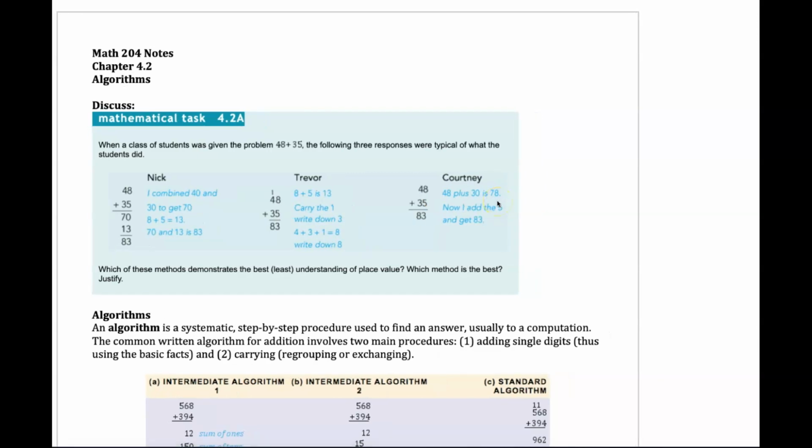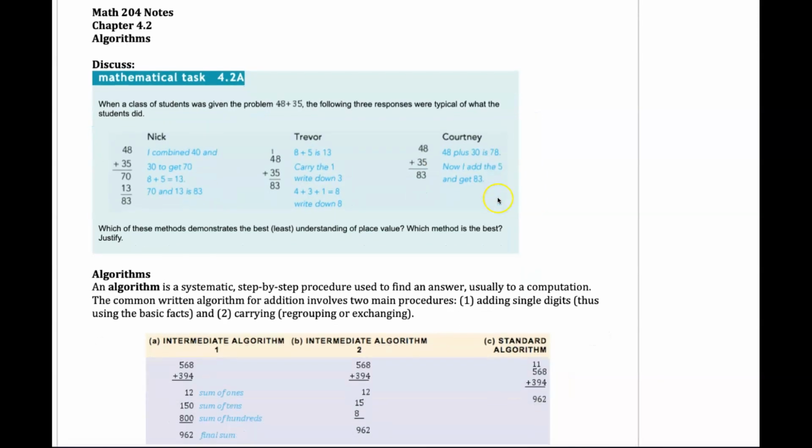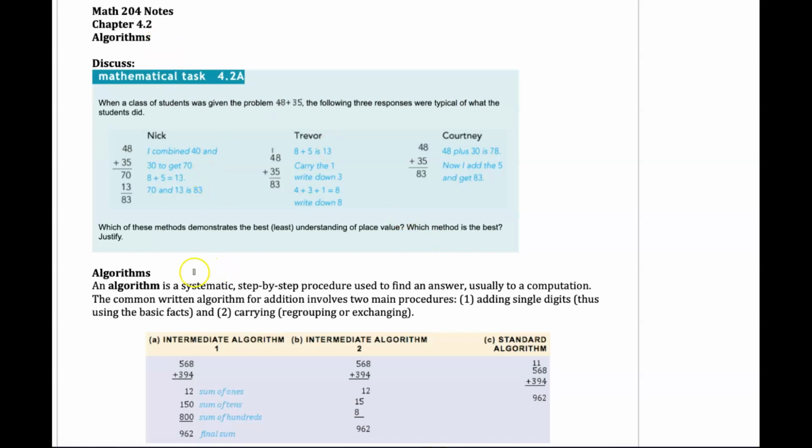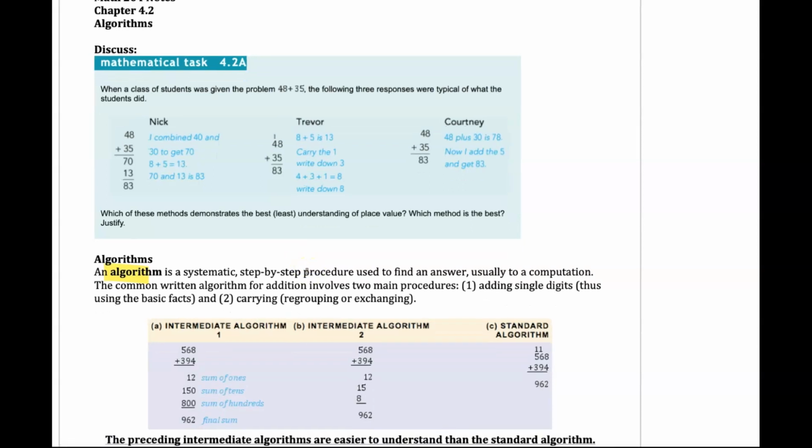We're going to look at algorithms in chapter 4.2. Algorithms, right, are just the systematic step-by-step procedure used to find an answer, usually to a computational problem. And we have algorithms we use to solve our addition, multiplication, division, and subtraction problems. You get introduced here to 3 different methods by 3 different students to obtain the same answer. So it'd be good to look at those processes before we move on.